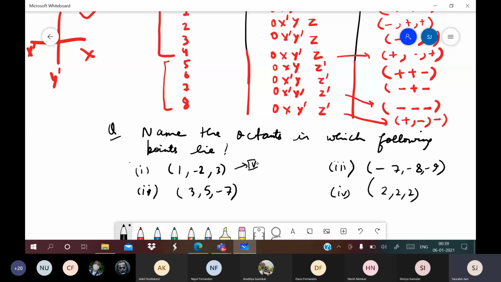Because see, x is positive, right? It is better if you take the z first. So z is positive, z is 3. That means it is going to be in the first four octants. Now x is positive and y is negative. It happens in the fourth quadrant, so it will be the fourth octant. Now the second one. Five. Fifth one is correct, because x and y are positive, but z is negative. Z negative means from 5 to 8. But since x and y are positive, it is like the first quadrant. That means it will be the fifth one.